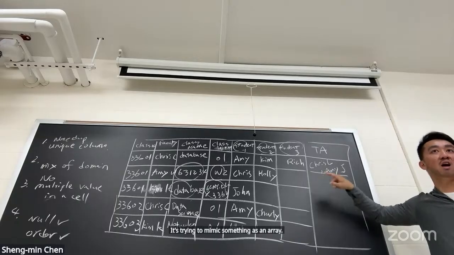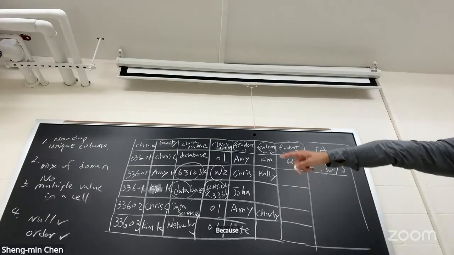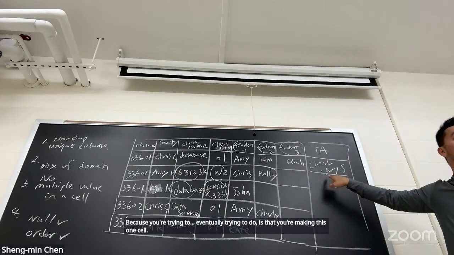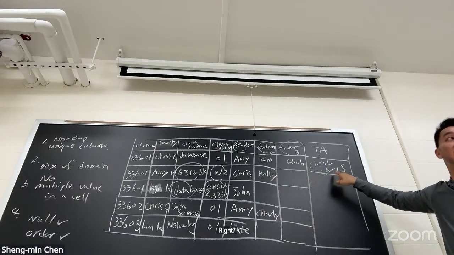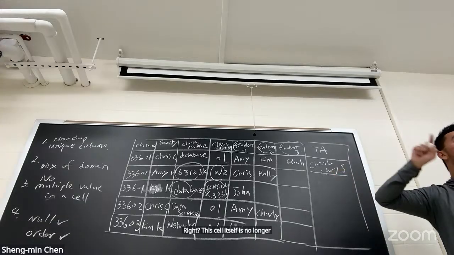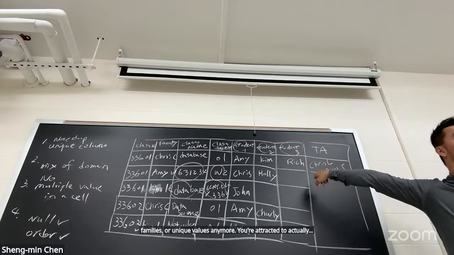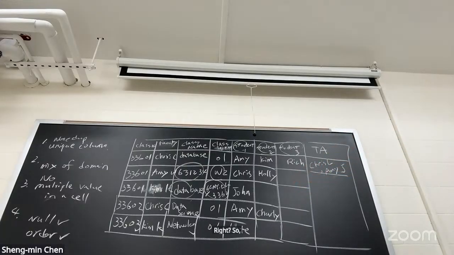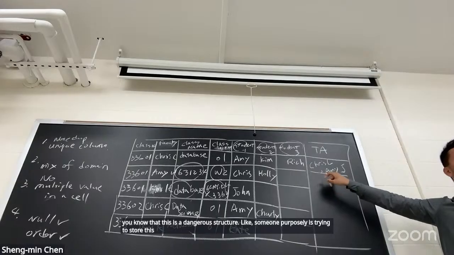Now, this is unacceptable because what you're eventually doing is making this one cell store multiple values. This cell itself is no longer storing just one or unique values anymore. You're honestly trying to put an array or data structure in there. So as someone with a computer science or computer engineering background, you know that this is a data structure. Someone is purposely trying to store this to save time, and that's a data structure.